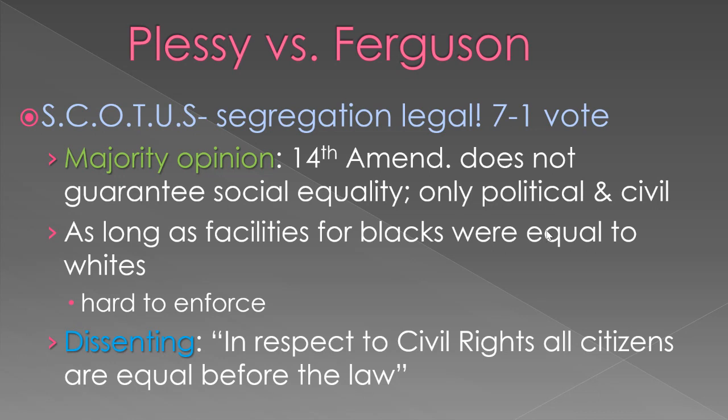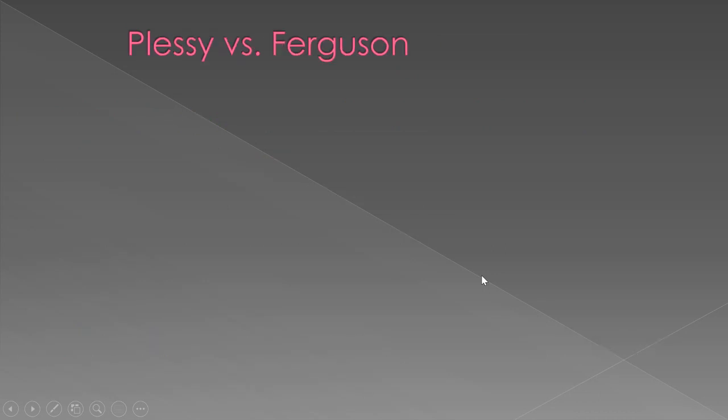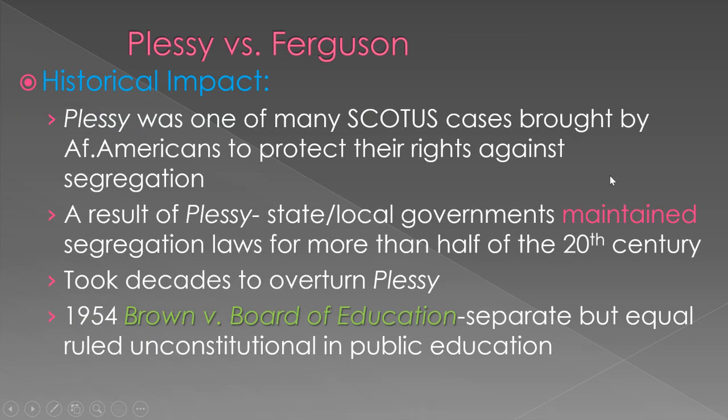The one justice who dissented, meaning that he voted against it or voted to rule it unconstitutional, said, in respect to civil rights, all citizens are equal before the law. So he was definitely a little bit ahead of his time on this case. There's huge historical impact. I can't emphasize that enough. Plessy versus Ferguson is the biggest setback to civil rights for African Americans ever. Had this not happened, maybe things would have progressed a little bit better, or a little bit faster.